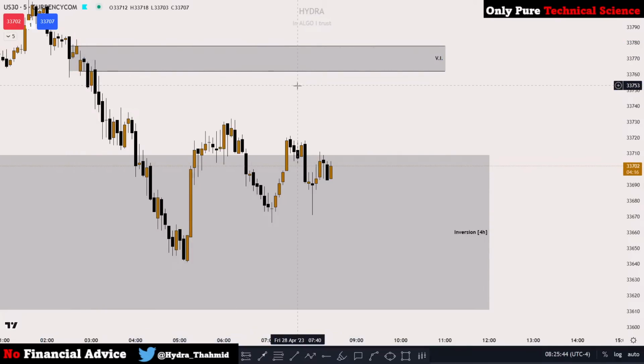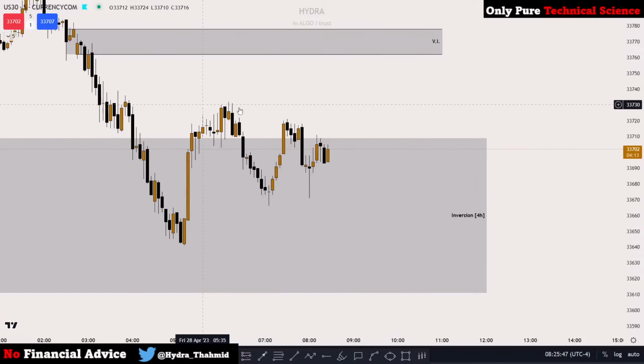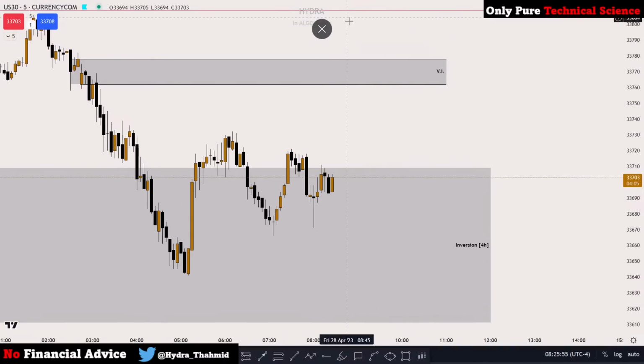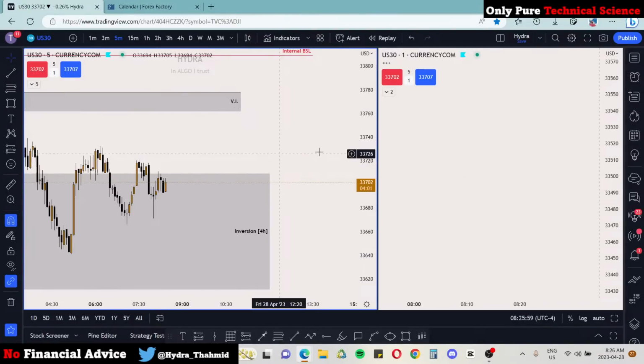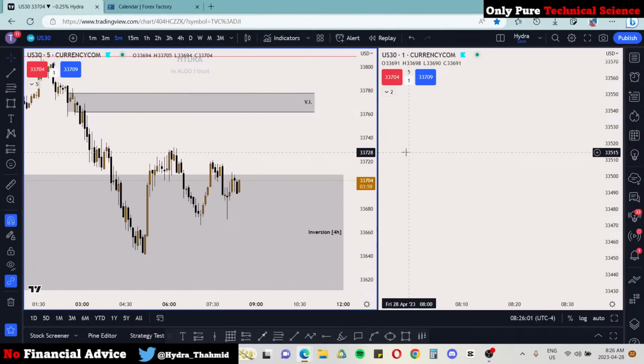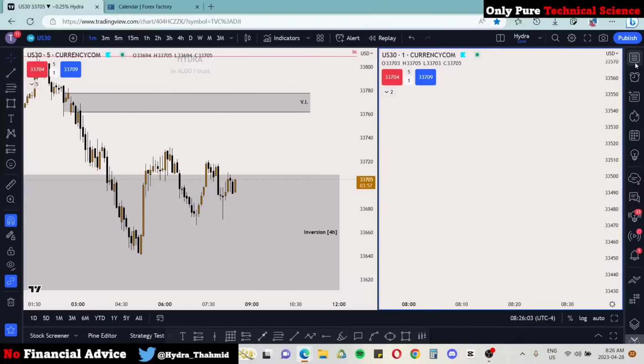So let's see what price does, and I do see a lot of relative equal highs here, so I'm expecting a run on buy side at news. I'll put a Nasdaq chart next to it, so we'll be able to check both pairs.